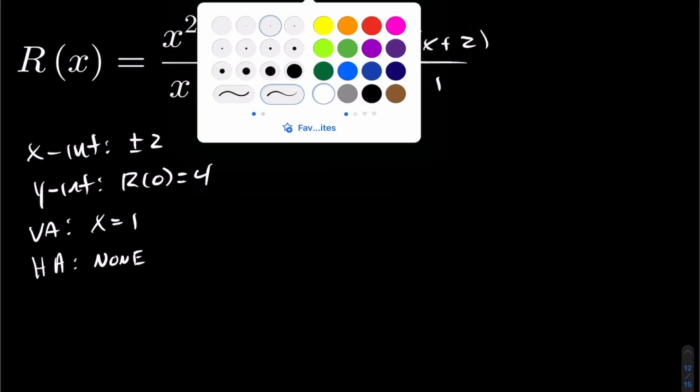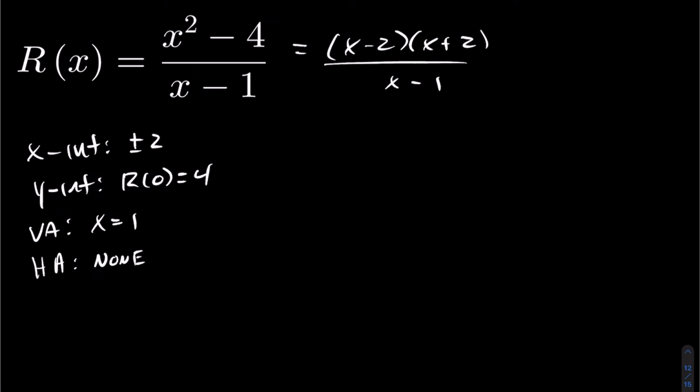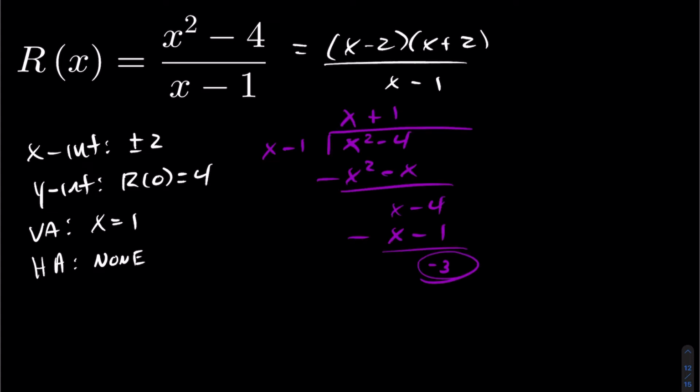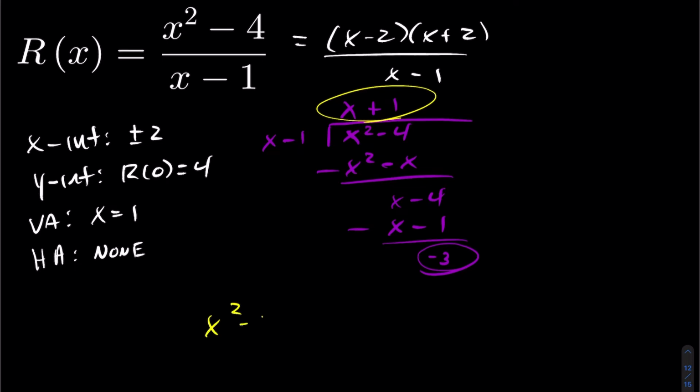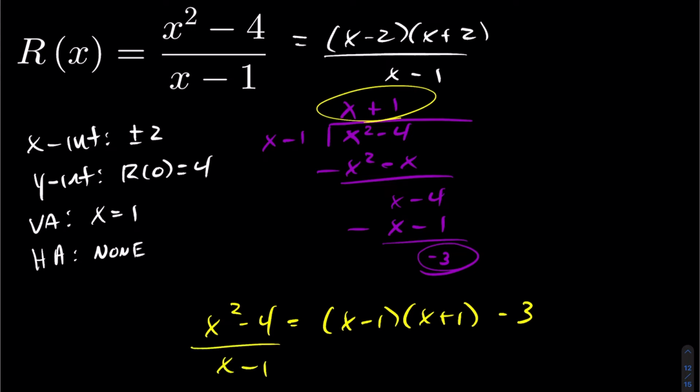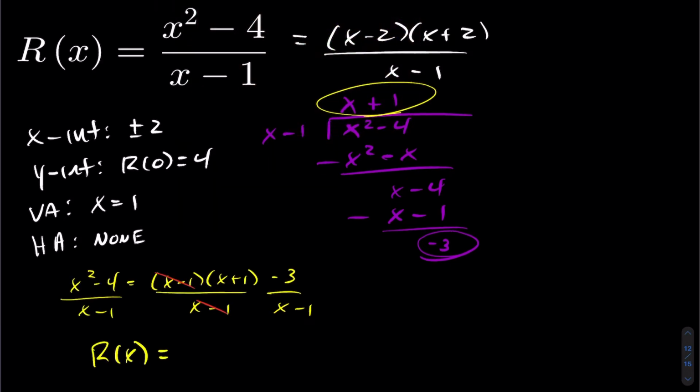So let's go ahead and do long division and find our slant asymptote. And you end up getting minus 3 for my remainder, and we have x plus 1 for my quotient. So using the division algorithm, we can do the same trick here. So I'm going to get x squared minus 4 factors into x minus 1 times x plus 1, and then minus 3. Once again, I can create my rational function just as we did before by dividing across by my denominator, in this case x minus 1. And again, we get our cancellation here. So this rational function decomposes into x plus 1 minus 3 over x minus 1.